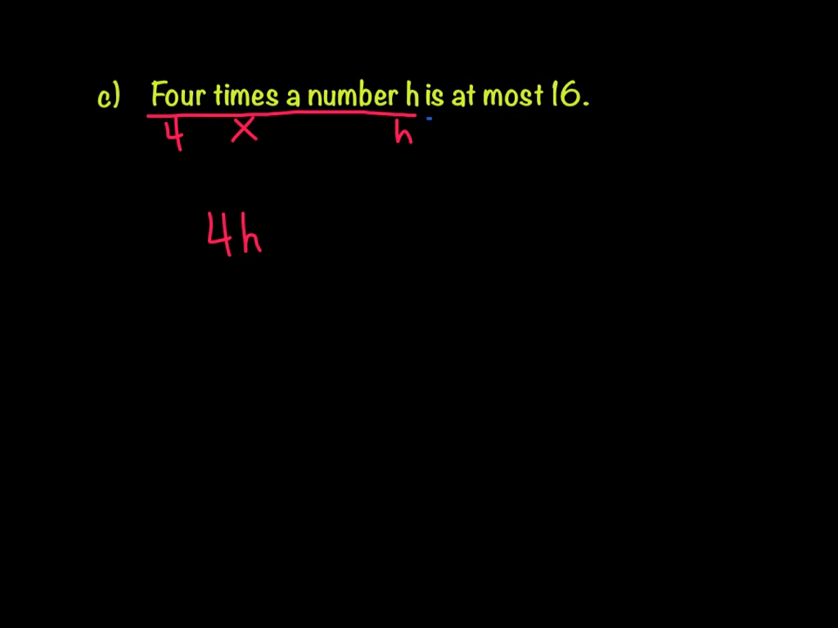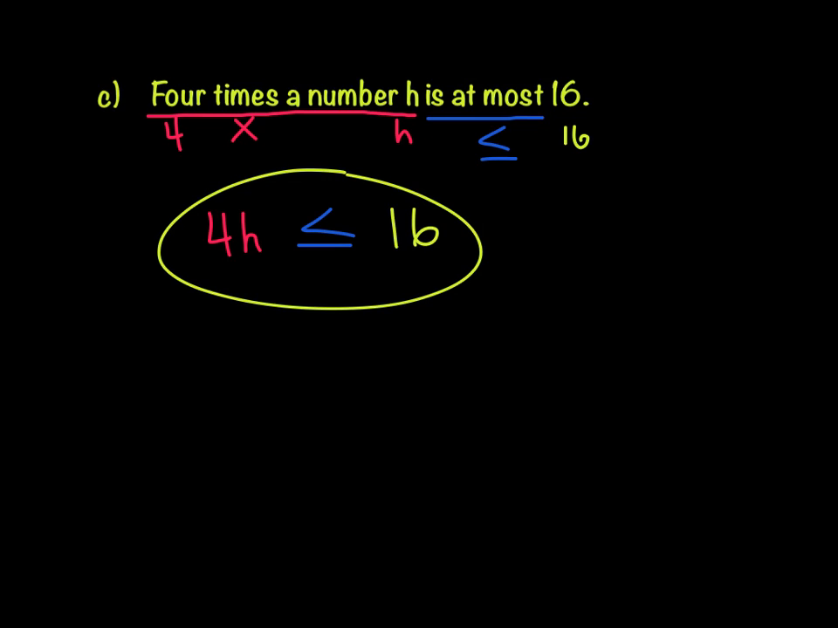Then, is at most. Go back to that table, find out what does it mean? What symbol am I going to use? What inequality symbol is at most? So you should figure out that that's the sign that looks like this. It could equal to that. It is at most, and then we all know, obviously, to leave our 16. So, to rewrite this, we should come up with 4h is less than or equal to 16.